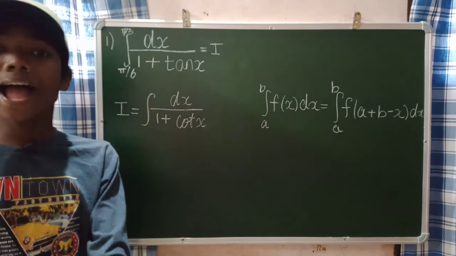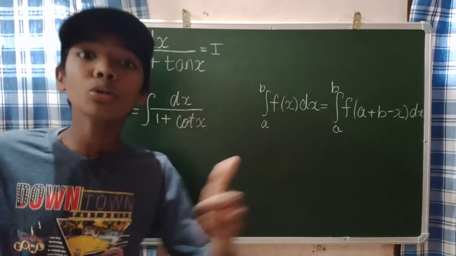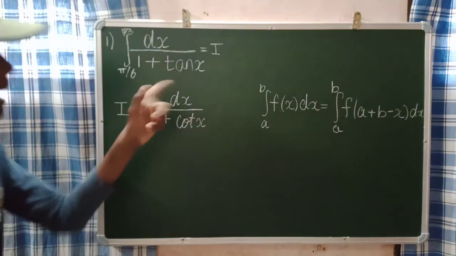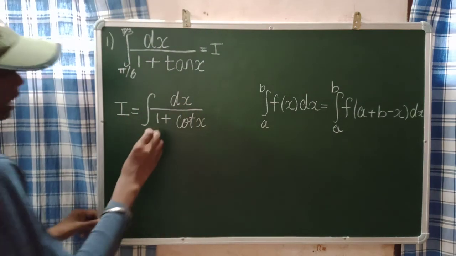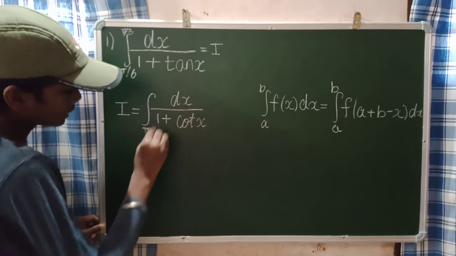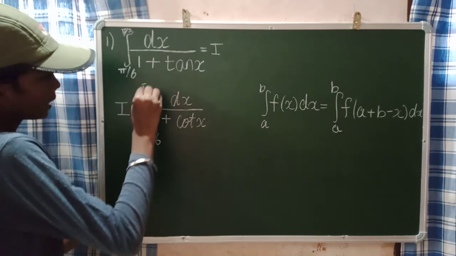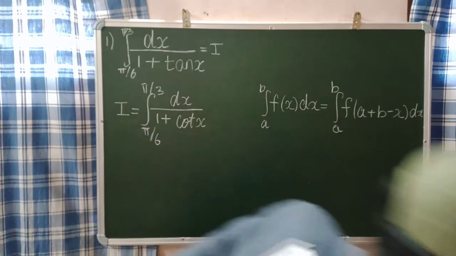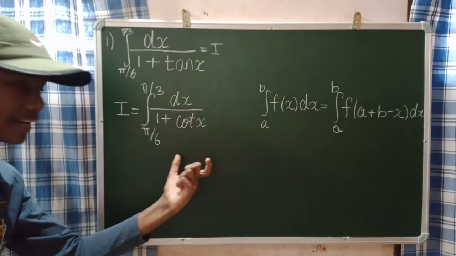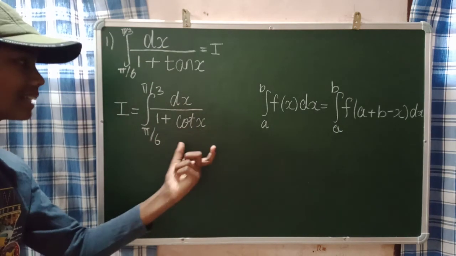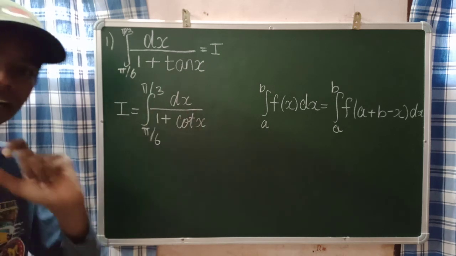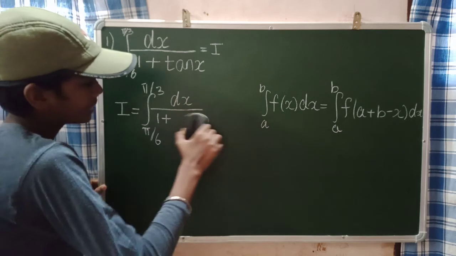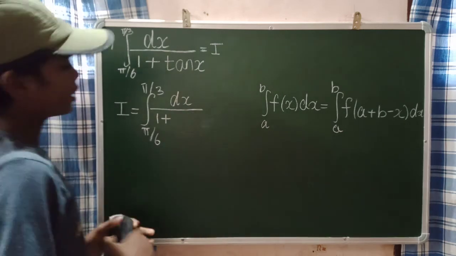These things you should know as your 12th standard. You must know these trigonometric formulas because in 11th itself you learn these things. So tan of pi by 2 minus x is cot x, and the limits are pi by 6 to pi by 3. Now guys, the next step which I am going to do is a very simple step. I am going to write this cot x as 1 by tan x. Can't I write like that? I can write this cot x as 1 by tan x, right? That's a basic relationship which you guys learned in trigonometry.